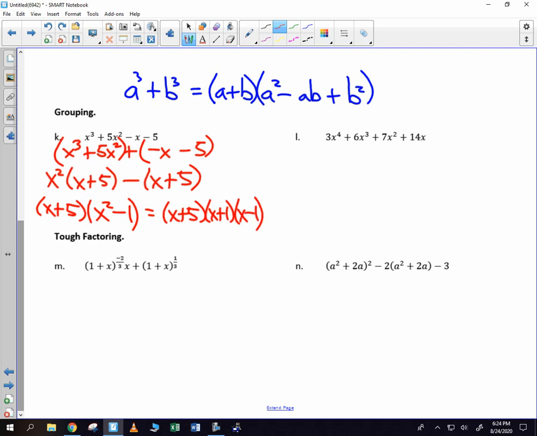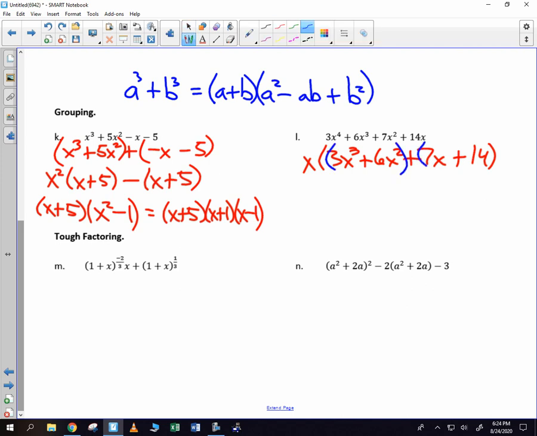The next one, I like to start by taking out an x. And when I do, I get 3x cubed, I get 6x squared, I get 7x, and I get 14. I'll just always keep that x out front.